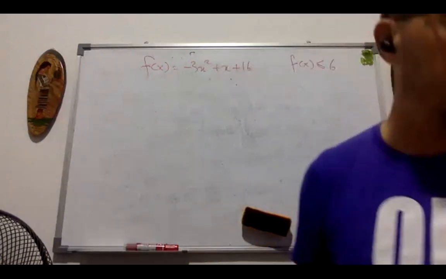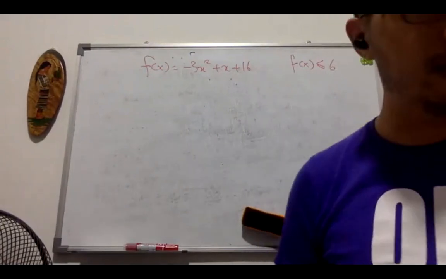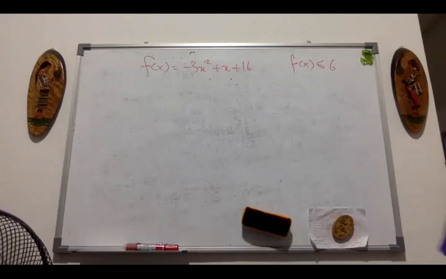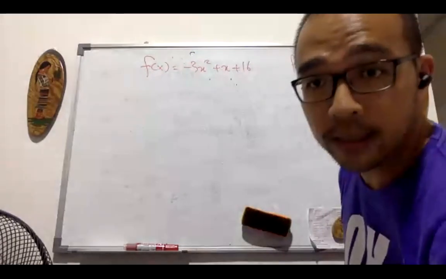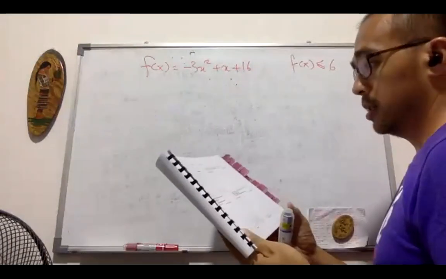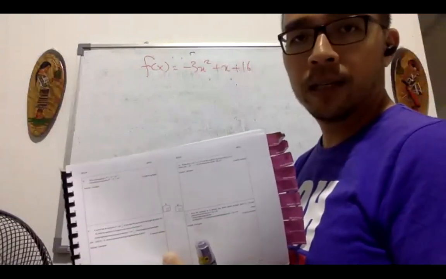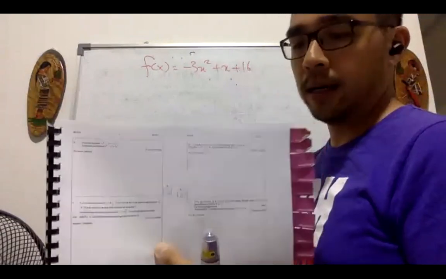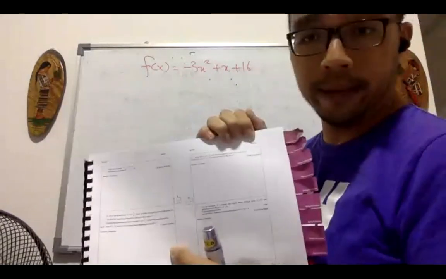Okay, so if you're going to do this, hold on, let me take out my color. Okay, so f(x) is less than 6. Which page? Somebody asked me which page. Page 7. It's on the same set, set number 1. Page 7, question number 10.